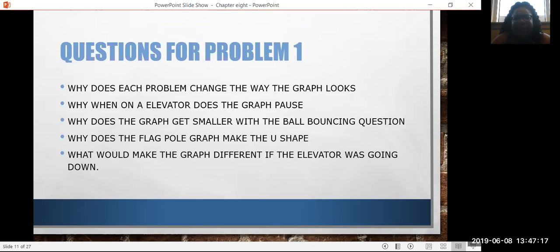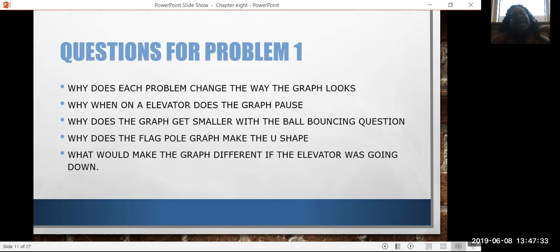And I was like, why would it pause and then go up? And then I thought, oh, okay, because when you're on the elevator, you go to a certain floor, it's stopping, and then it proceeds from that point and continues to go up. And then another question I had was, why does the graph get smaller with the ball bouncing?